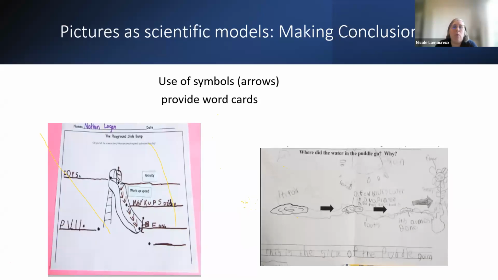Okay, so students, of course, can write, but we can also, and it doesn't matter if you think of differentiation or inclusion, have students have a picture and they label and use symbols, which probably shows the flow of things or how things work. So this is the playground slide bump. This was kindergarten, but I think this would be a grade 1 activity. So you can see that the teacher provided some of the vocabulary and words, and some of the kids put them in. Where did the puddle go and why? That is actually connected to the water cycle. So they have the flow here and they draw, and then they write about it. So those are different ways of representing.